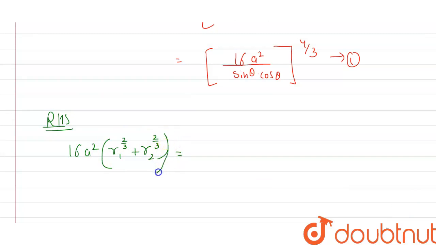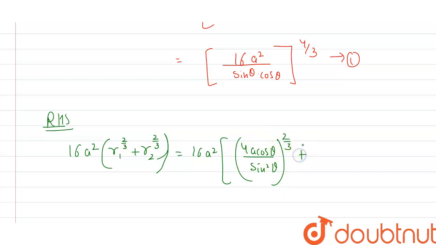So this will become what now? I can write this part as 16a square, and the R1 value is basically 4a cos theta divided by sin square theta, and this is to the power of 2 by 3. Plus again the R2 value, 4a sin theta divided by cos square theta, to the power of 2 by 3. This one I have.